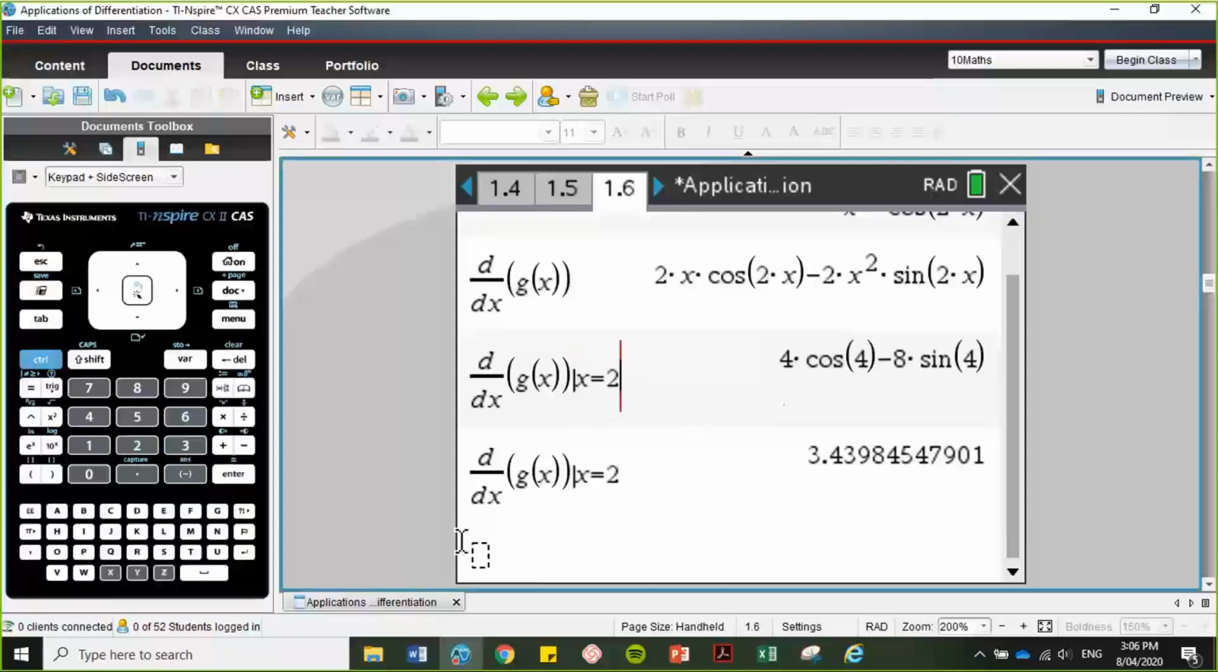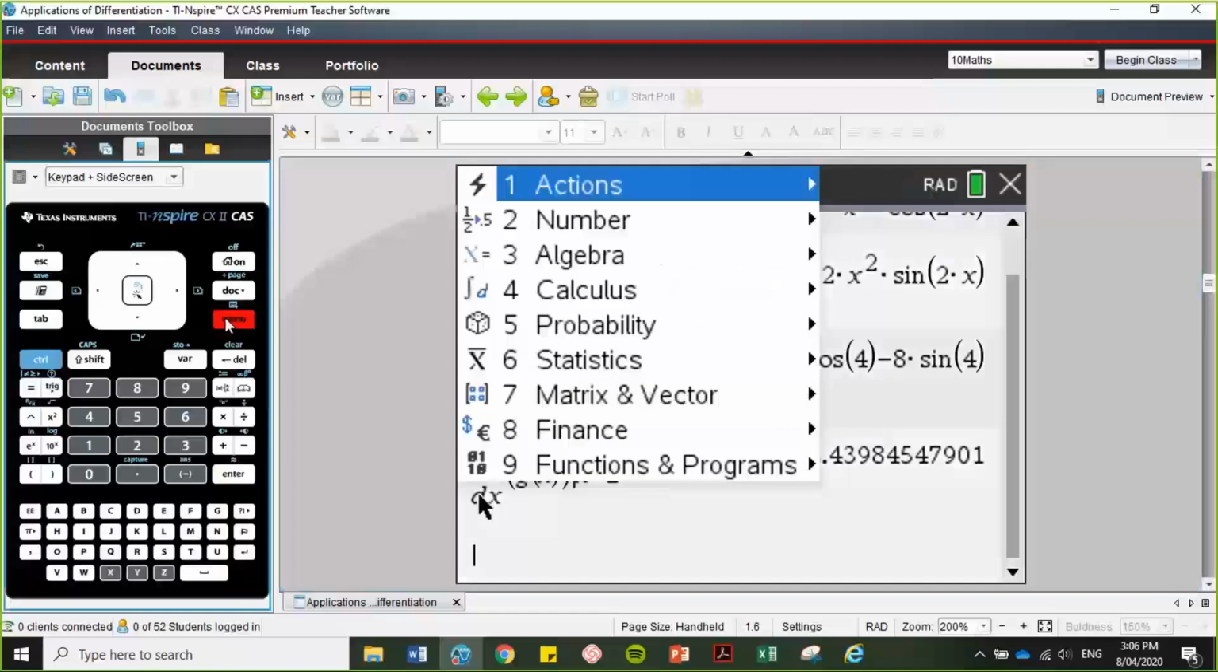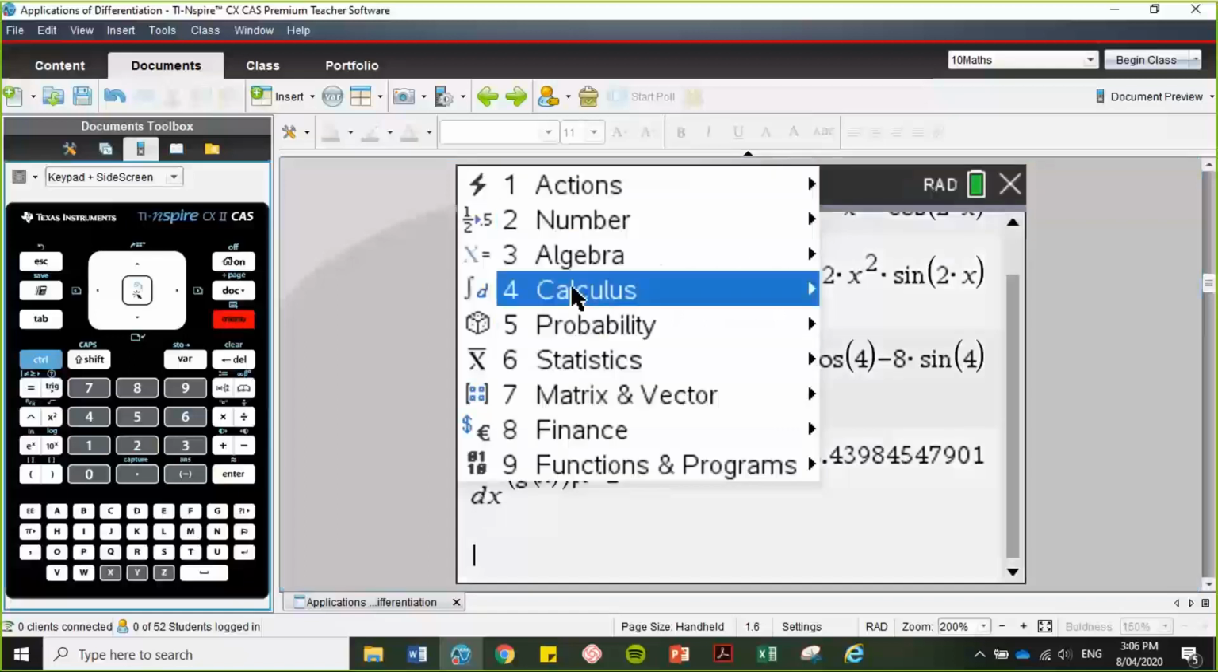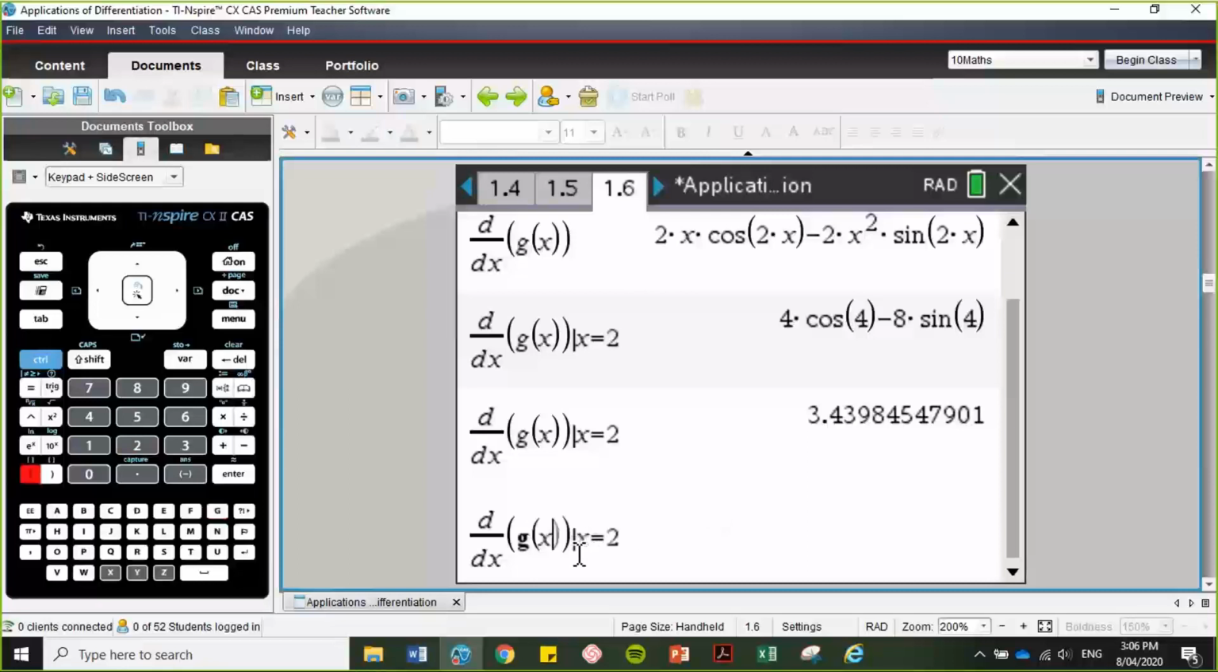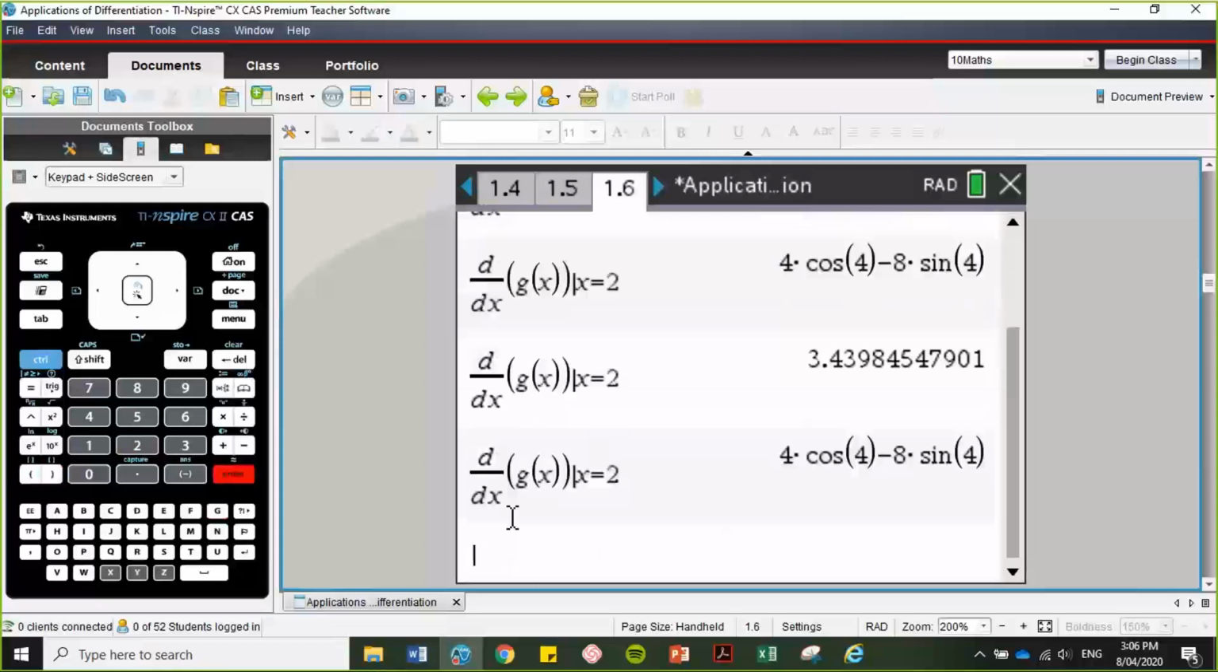That is the same template that would come up if you had gone through menu, calculus, and derivative at a point, and then typed in your variable here. That template would come up, of course. We can type that in manually. I think it's quicker to type it in manually.